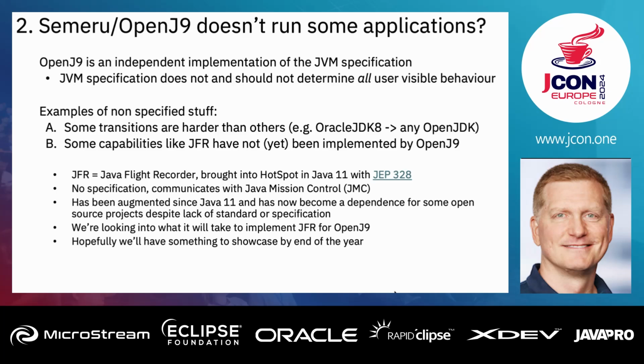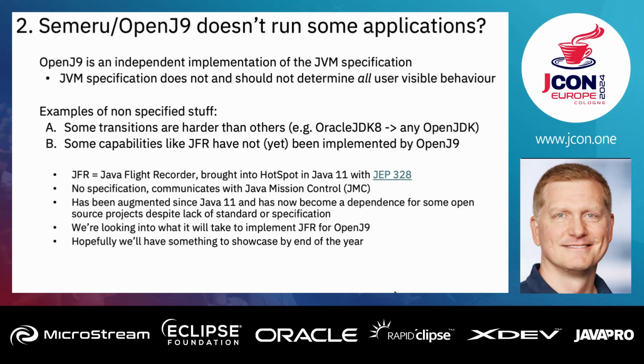That's not universally true, but JFR is an example of a facility that was built into Hotspot that does not have a specification attached to it, and that makes it hard for OpenJ9 to implement, because as an independent implementation, you're not supposed to look at the other thing's code. And if there's no spec to it, it's much harder to actually build a parallel implementation of something.